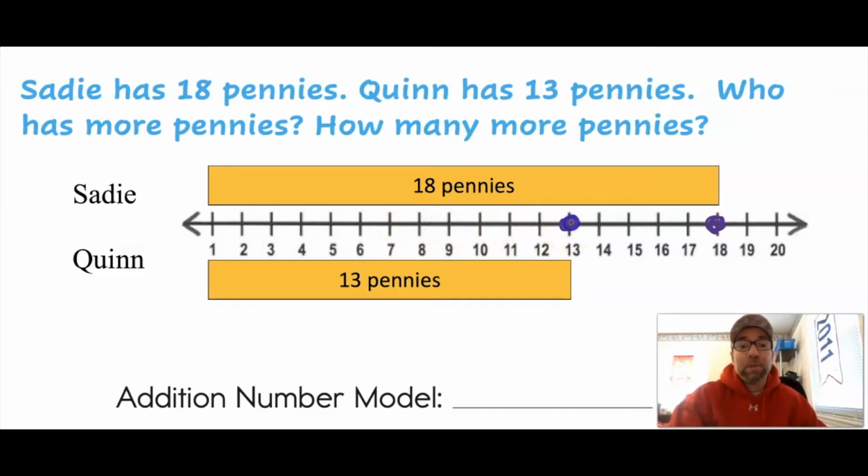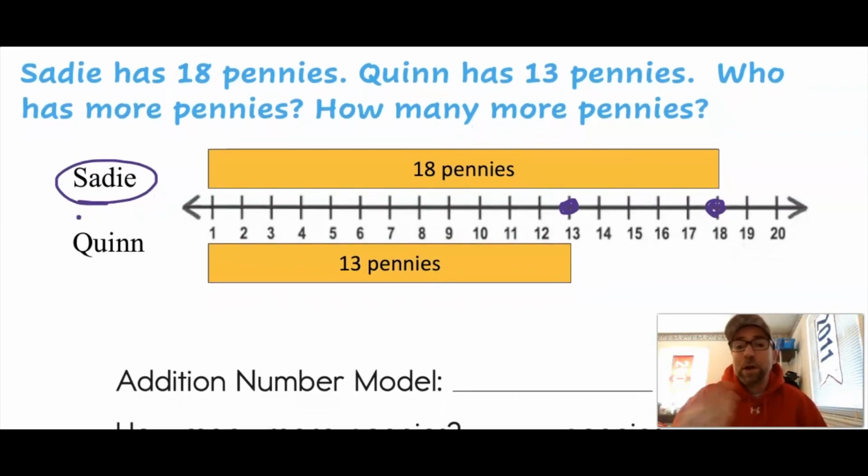Now, Mr. Renzi put the bars so that you can see. The 18 pennies starts all the way at the beginning and goes to the number 18. And then I put a bar for my 13 pennies, and it starts at the beginning and it stops at the number 13. You don't have to draw your bars, but I wanted to show you how long each of those numbers is. Who has more pennies? Sadie or Quinn? Sadie has the longer bar, so we would circle Sadie's name.